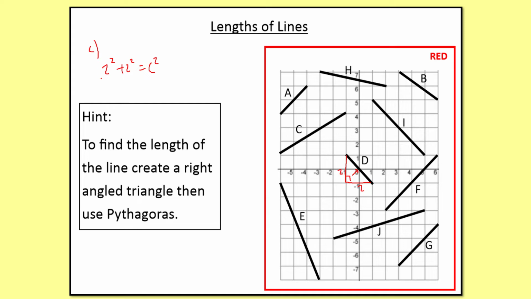This is question D. So that's 4 add 4 equals c squared. 8 equals c squared. We're going to square root both sides now. So c equals the square root of 8, which is 2.83 to 2 decimal places. Right, give the rest of those a go yourselves, and this is really going to build up your skill. Pause the video, give it a go.